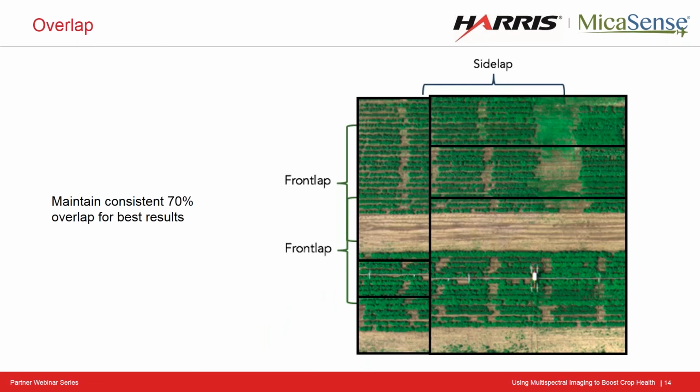We recommend capturing a minimum of 70% front lap and 70% side lap during data collection in order to set yourself up to create a high quality output. I think Austin is going to be talking a little bit more about this in the next few slides, but this is just a visual of what that would look like. We're capturing data, and you see that there's quite a bit of overlap, 75% overlap on front lap, and then we come back and there's 75% overlap on side lap, or 70% minimum. And with that, I think I'll pass it over to you, Nigel.